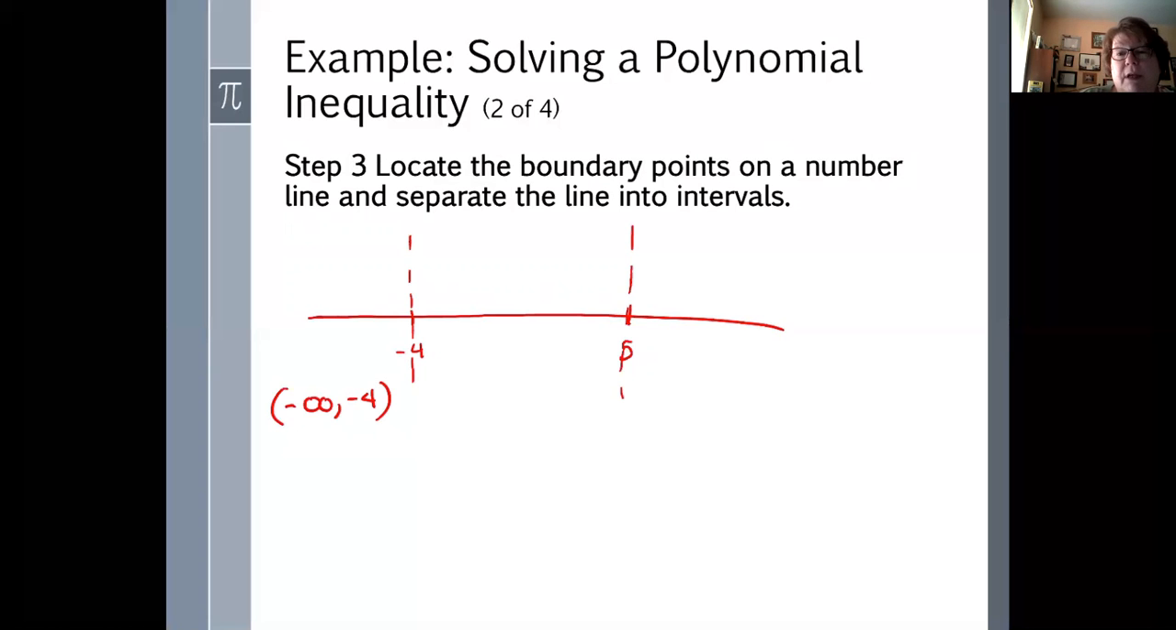The next interval, can you see that it's all the numbers between negative 4 and 5? So that interval would be all the points from negative 4 to 5. And the last interval would be everything greater than positive 5. So everything to the right of 5, that would be 5 to infinity. So now I have my 3 intervals. I'm going to pick a representative value in each of these intervals and test my inequality.